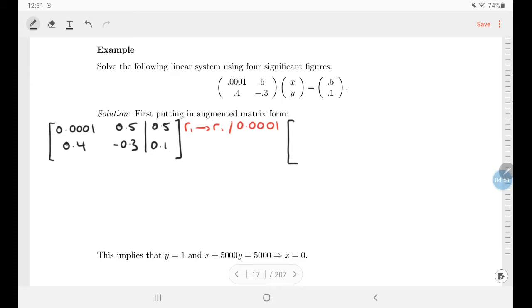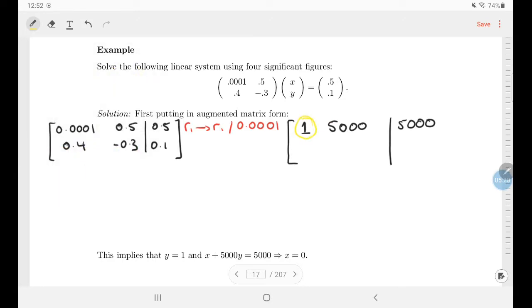So using the calculator, well, 0.0001 divided by itself is 1, as we wanted. And now I'll do 0.5. So 0.5 divided by that number, it'll be something like 5,000. And the constant will also be 5,000. Okay, so that's good. We've got this pivot.